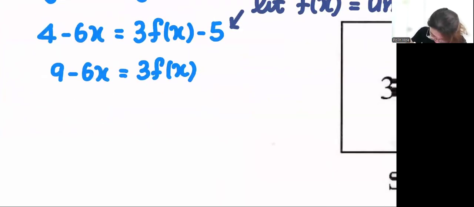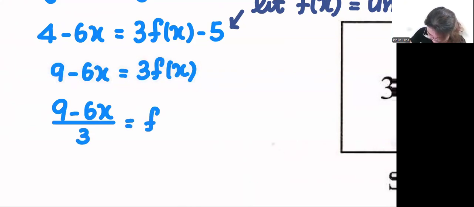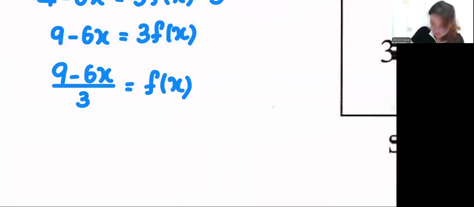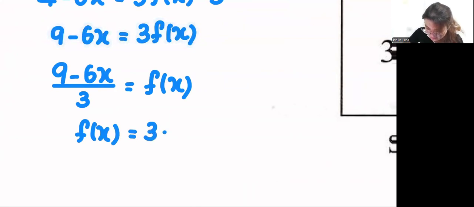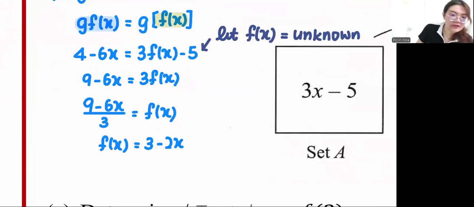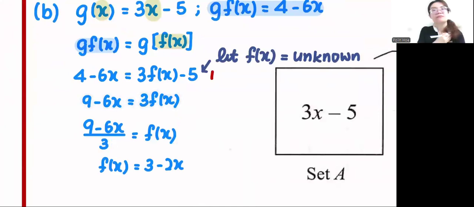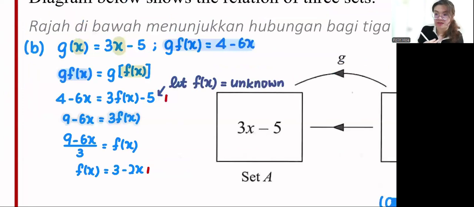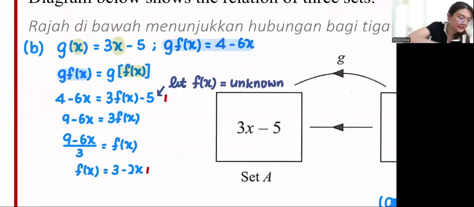I want f(x) only. I need to divide everything by 3. Divided by 3 equals to f(x). But can we stop here? Of course not. f(x) equals to 9 over 3, which is 3, minus 2x. This is what you have, and you are only given 2 marks. What is your first mark? Of course, it's this magic. And this will be your second mark. If you're familiar with me, you know why the marks are given like this. I cannot spend too much time on explaining this.